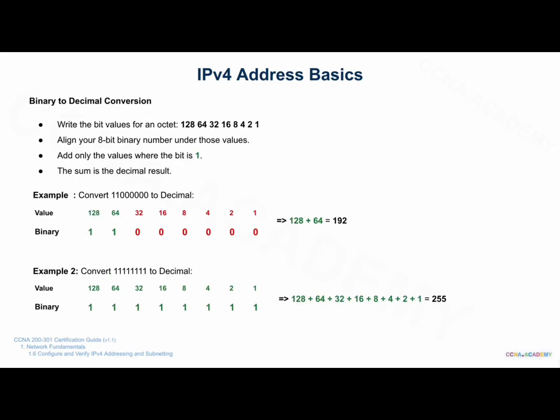To go from binary to decimal, line up the bit values and add up only the ones that match a 1. For example, if the first 2 bits are 1s, that's 128 plus 64, which equals 192. If all 8 bits are 1s, the total is 255.